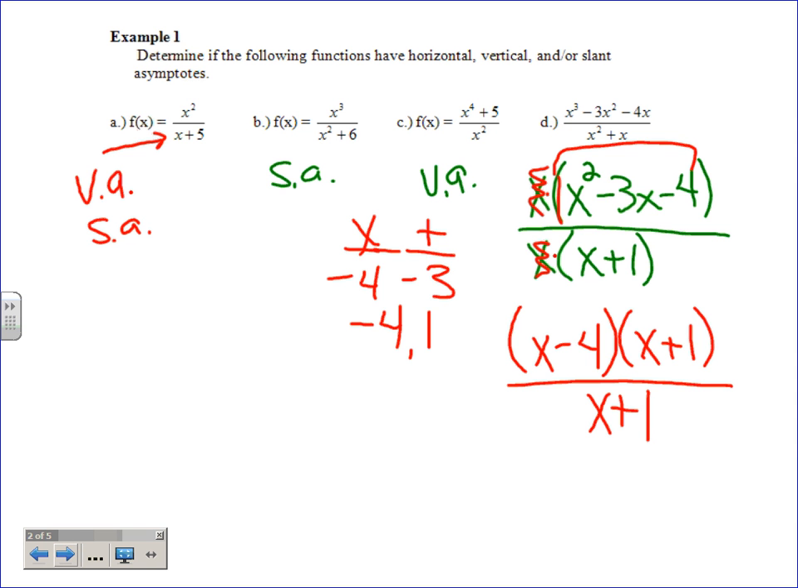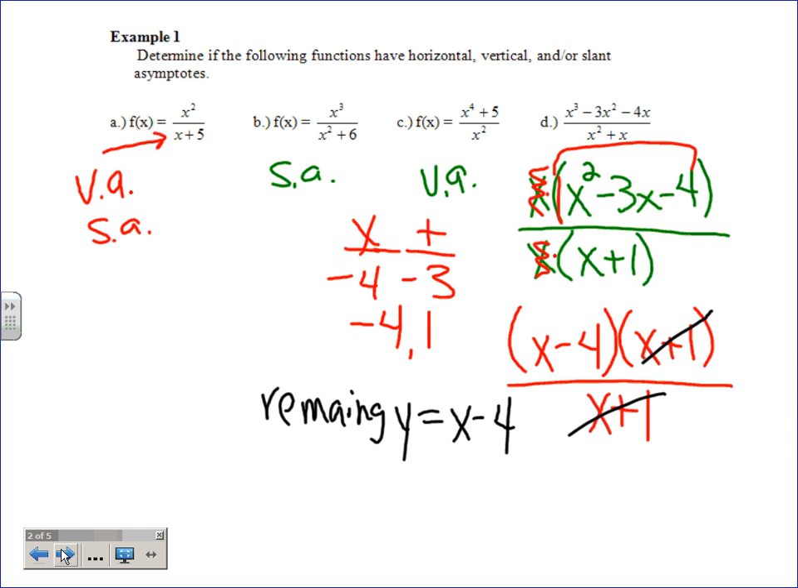Is -1 a vertical asymptote? Why not? Yeah, it cancels, exactly. It's out of there. So what's remaining after all of this is y equals, is the x minus 4 in the numerator or denominator? Numerator. Does that make a difference where you put it? Yeah, I think some of you learned that on that one assignment the other day, that yes, it does.